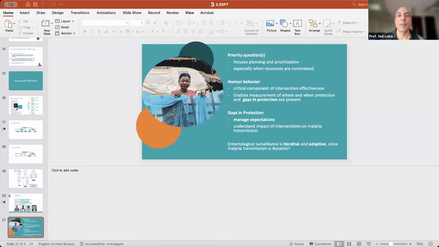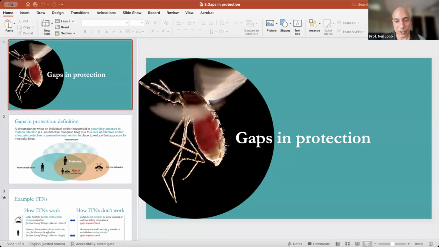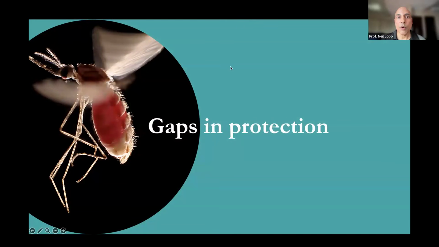Give me a second while I switch slides, please. The next set of slides is a set of slides that I really like, which is conceptually a little different than other entomological surveillance trainings, and this is based on gaps in protection. So we're going to go over gaps in protection.